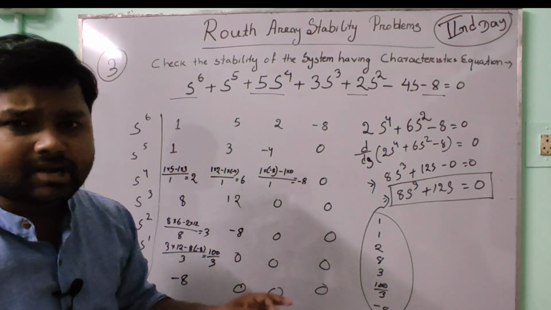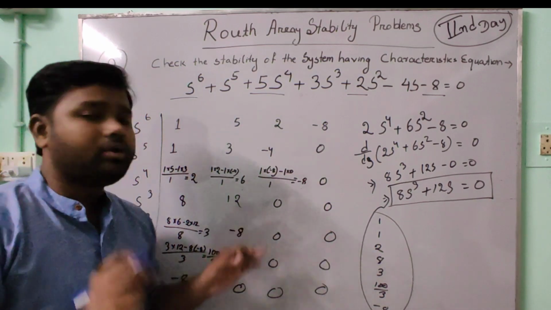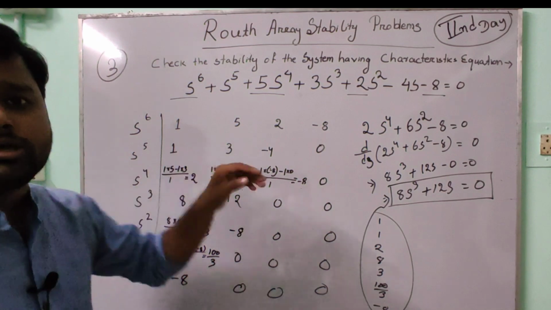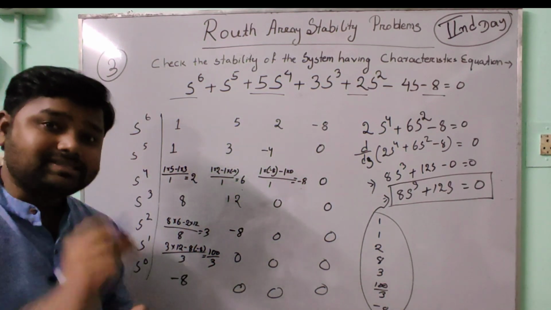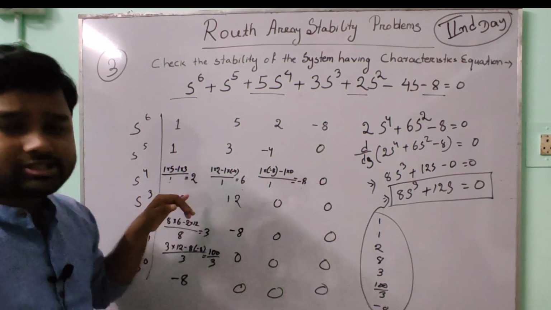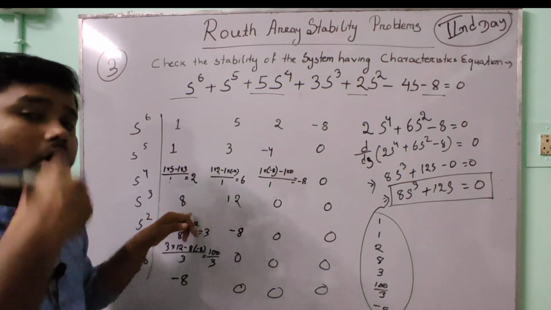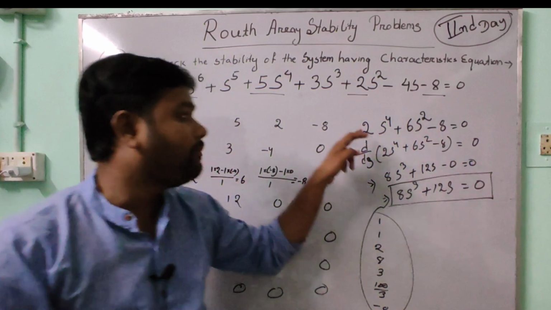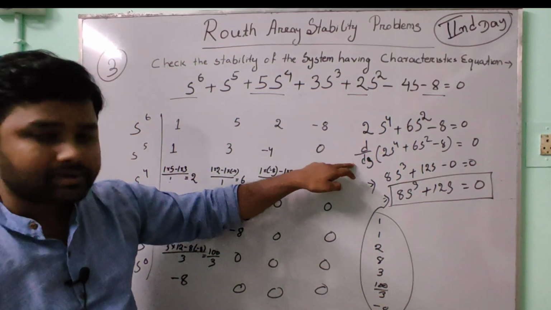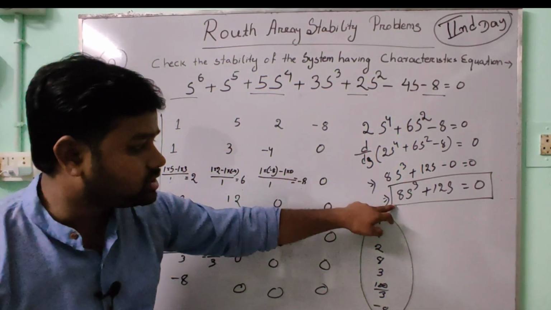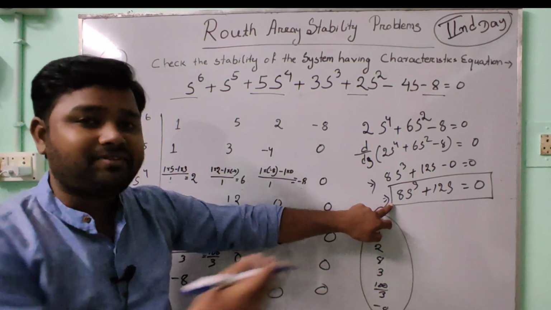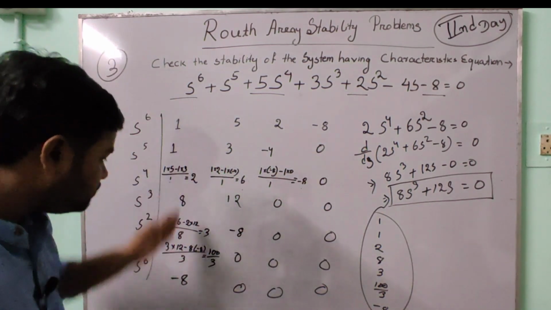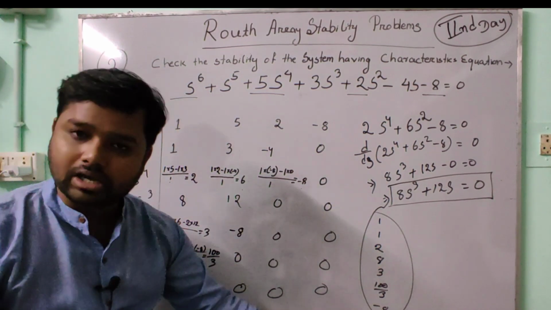Here the problem is solved, but we have seen one thing: in the s^3 term, all the elements of the row were 0. When all the elements of a row are 0, we have to take the upper line equation as the auxiliary equation and take its derivative with respect to s. The equation we get will be filled in place of the 0, 0, 0 row, and then we solve the problem to see whether the system is stable or not.